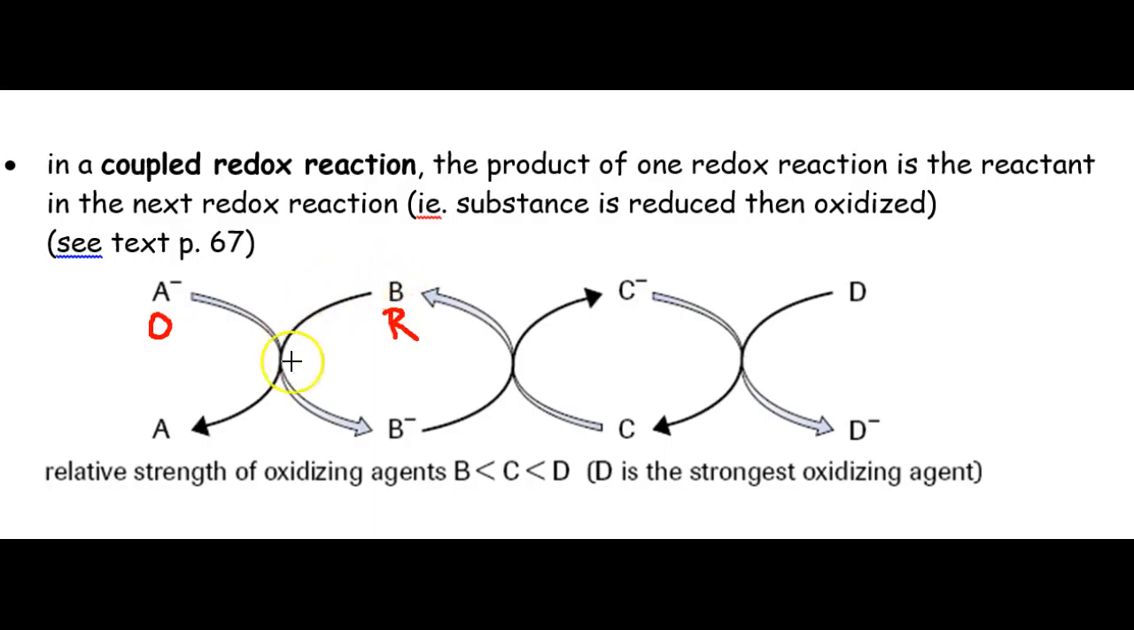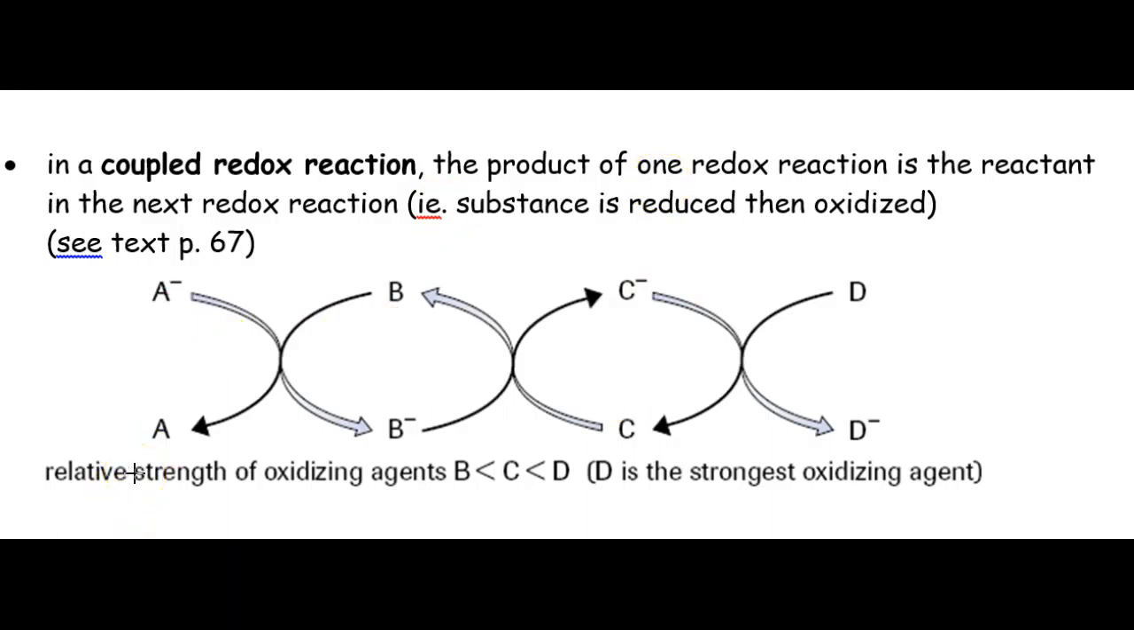And so when it gains that electron, it's over here as B minus, but then B minus is giving up its electron, so then it's oxidized by C, and so C has to be reduced, and so on and so forth. So it's just a chain of losing electrons, then gaining, losing, then gaining. So oxidation, then reduction, oxidation, and then reduction.